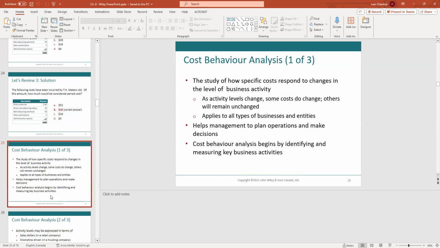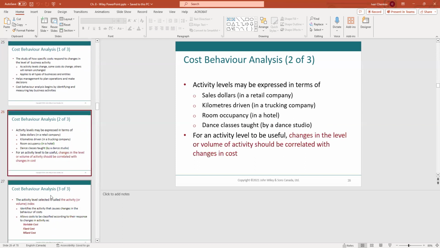The cost behavior analysis is identifying and measuring the key business activities. So we're going to try to find which business activity drives the cost, and based on that driver, how the costs behave. Activity can be expressed in terms of sales dollars, or kilometers driven, or room occupancy of the hotel, or dance classes. For an activity level to be useful, a change in the level or volume of activity has to be correlated with changes in the costs.